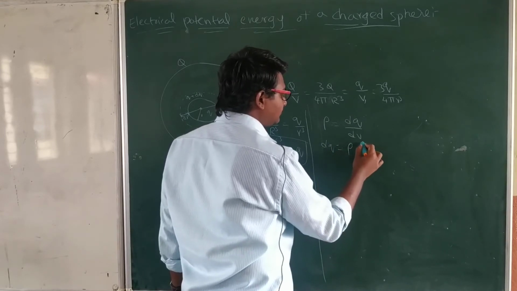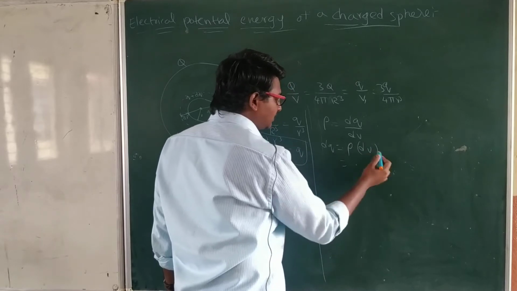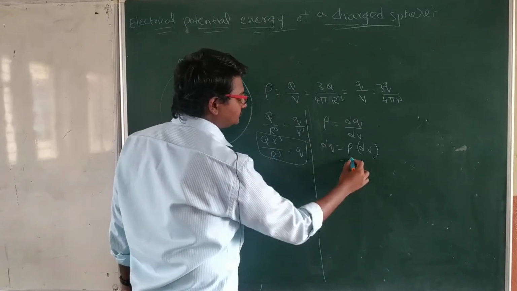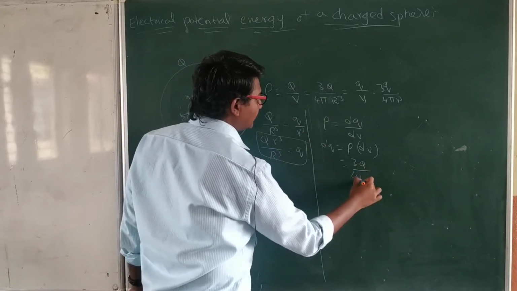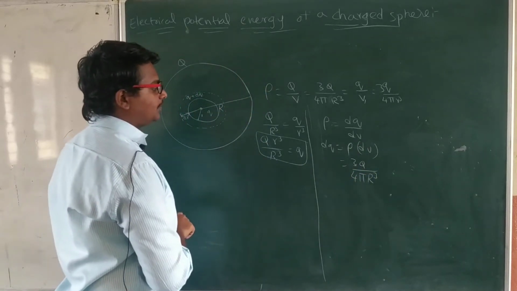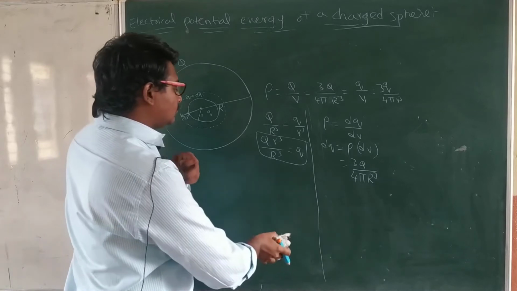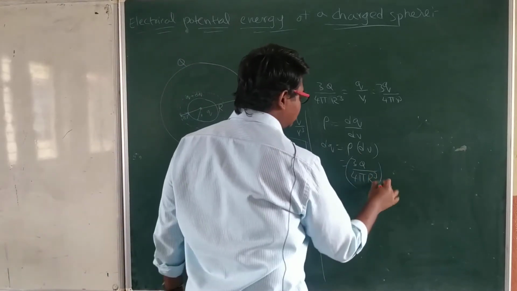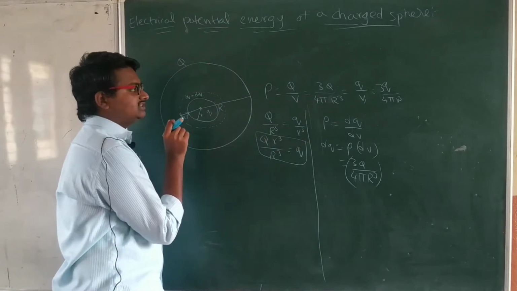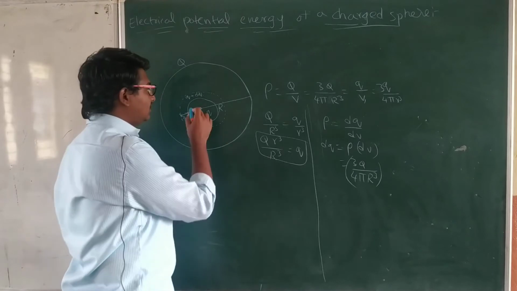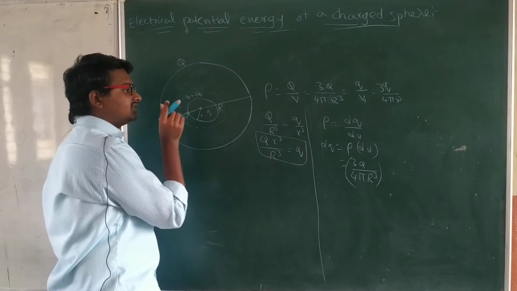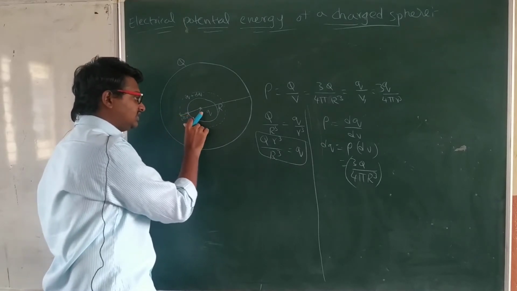Now dq is equals to rho into dV. Rho is equals to 3Q by 4 pi capital R cube, we can consider that as rho. Alright, and next what is dV? dV means change in the volume. How much change have we got here? Here we are not considering the total volume of R plus dr. We are going to consider only the change, this concentric sphere.